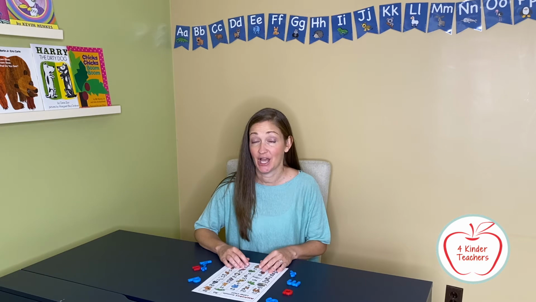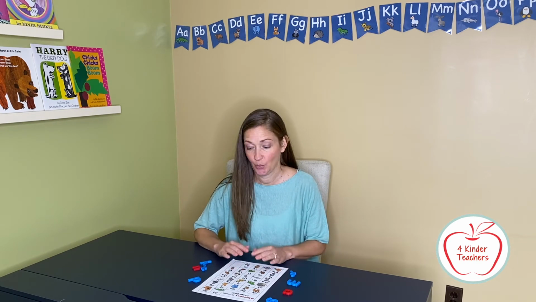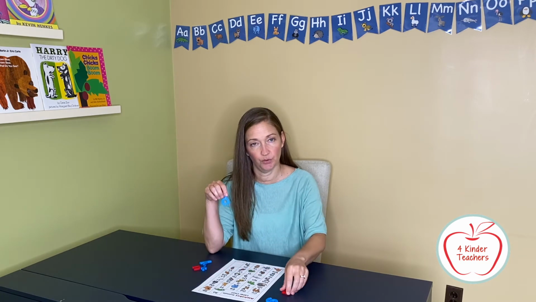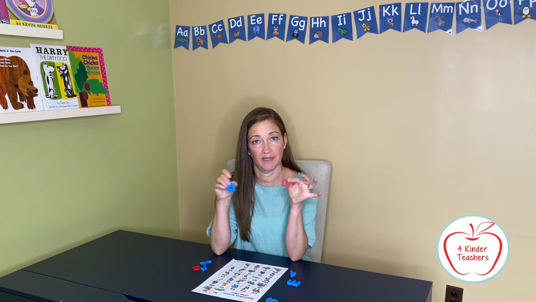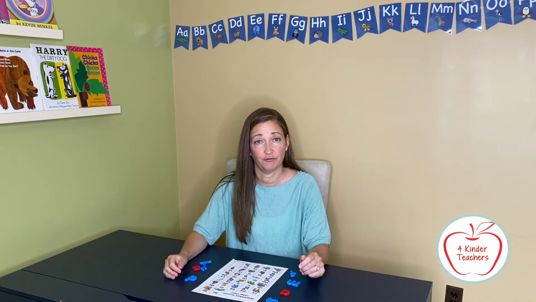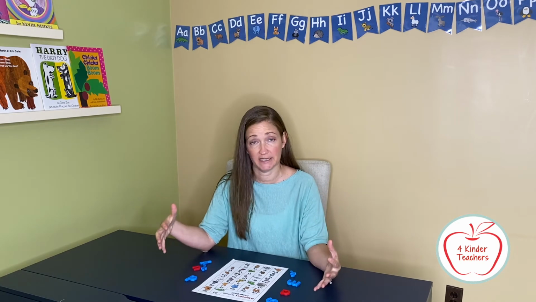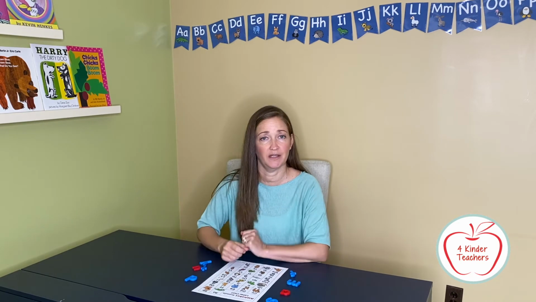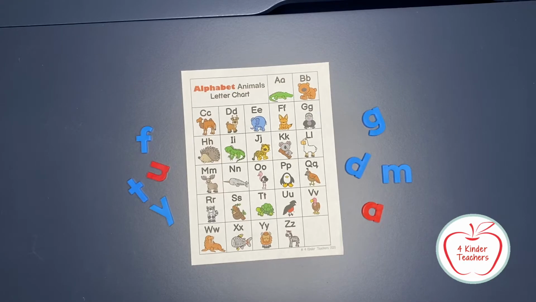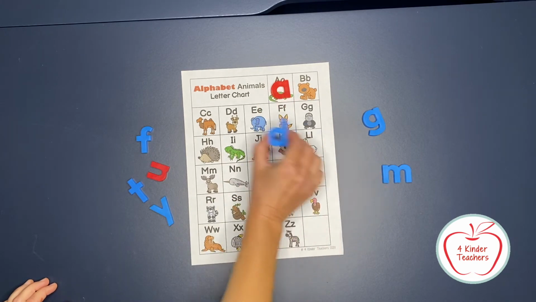Alphabet match is definitely one of my students' favorite things to do with this chart. What you'll want to do is get them an alphabet chart and a few letter tiles. You can use magnetic tiles or whatever you have. You want to start with just a handful of tiles. You don't want to start with the whole alphabet and give them 26 tiles. Just start with, I would say, about 5 to 10 tiles. Tell them to place the tiles on the matching letters.